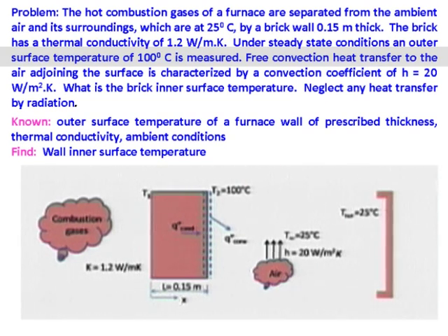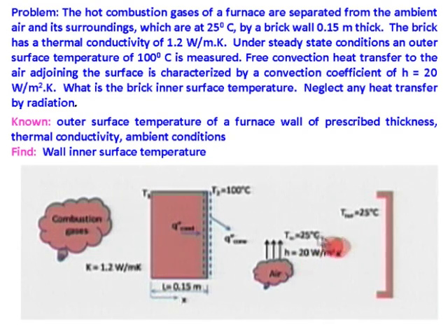An outer surface temperature is 100 degree Celsius. So, here in this figure T2, that is the temperature of the wall which is facing the ambience, that is the atmospheric air, is sitting at 100 degree Celsius. And the free convection heat transfer coefficient, or the free heat transfer to the air adjoining the surface, is characterized by convection coefficient of 20 watts per meter squared Kelvin. So, here 20 itself suggests that it is natural convection.